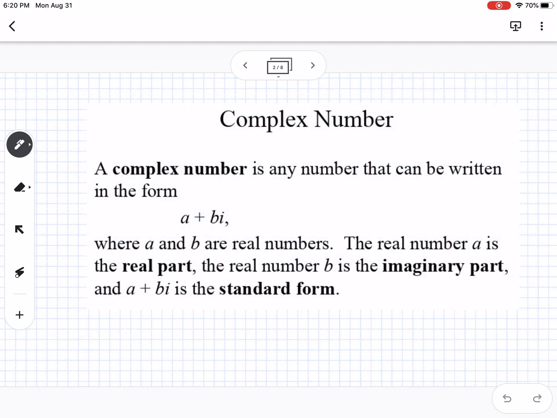So we learned last year a complex number has an imaginary part and a real part. So this is the standard form of a complex number.